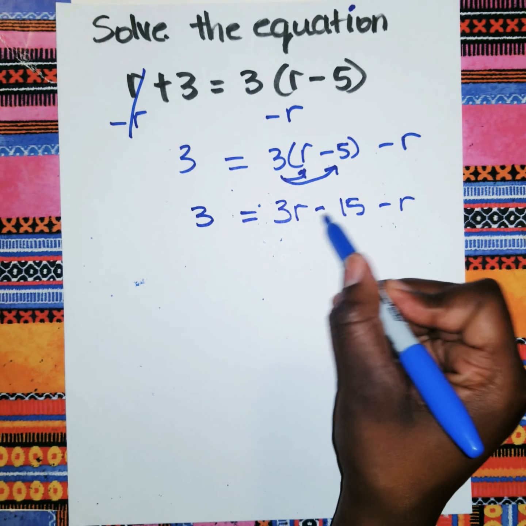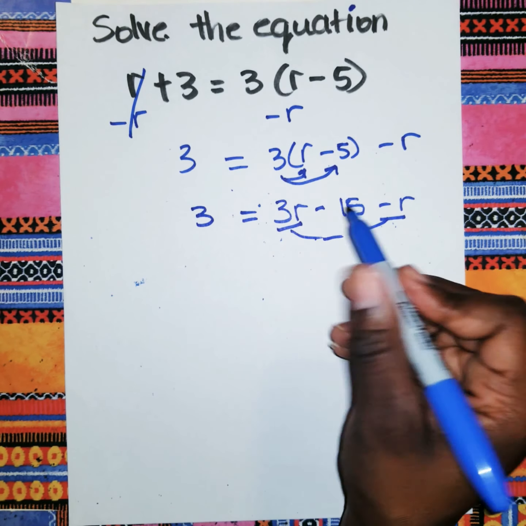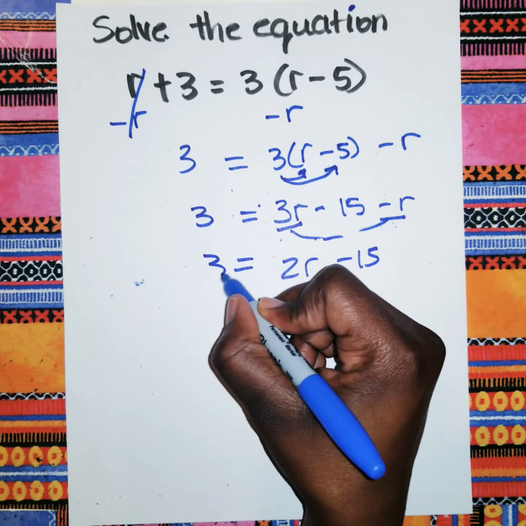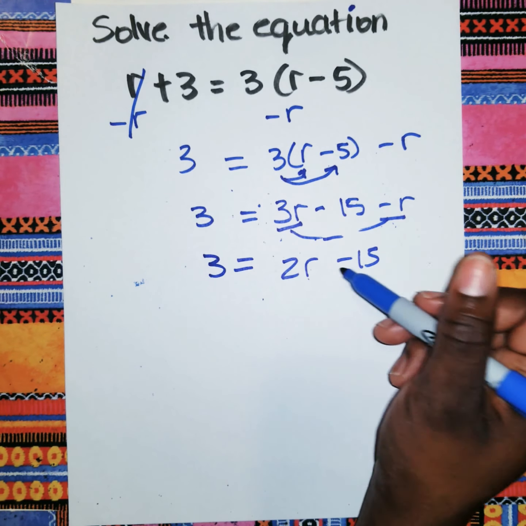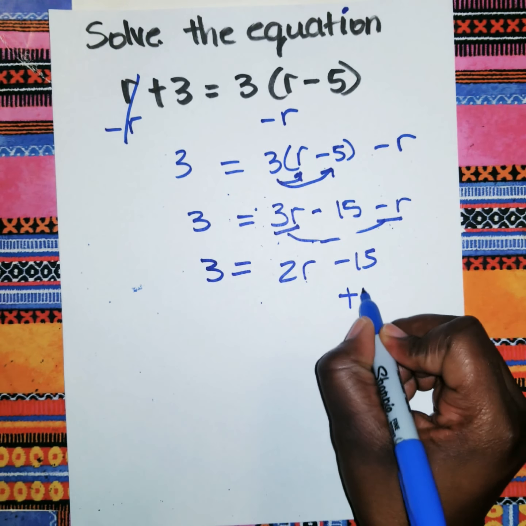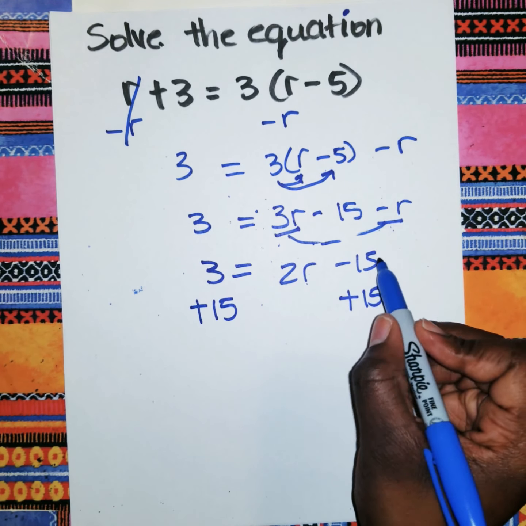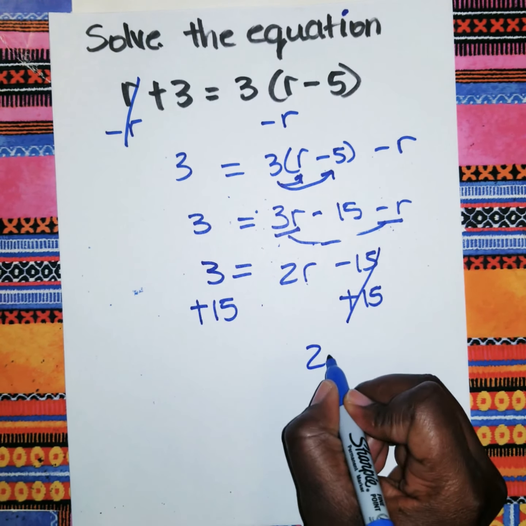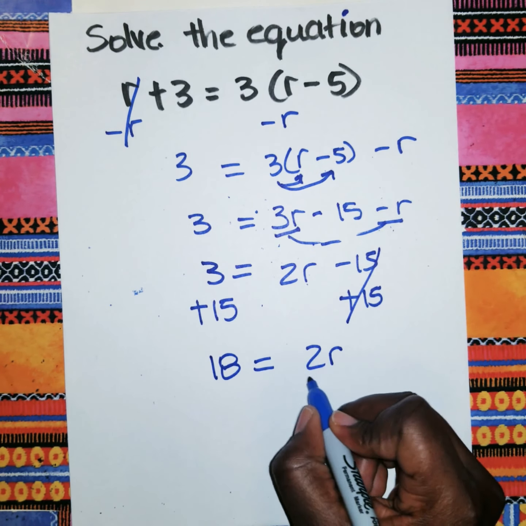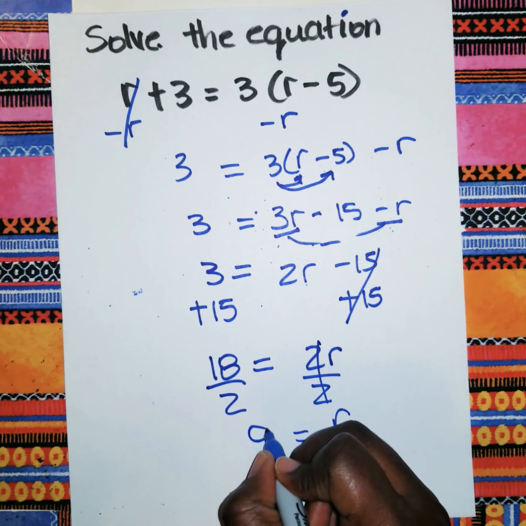So from here, guys, we group like terms. So you're going to group this 3r with the negative r over here. And that will give you 2r minus 15 is equal to 3. From here, we need to find the value of r. So our goal is to eliminate this negative 15. So we have to add 15 to both sides to do the additive inverse of the number we're seeing. So that cancels. So 2r is equal to 18. From here, we divide by 2 on both sides. That cancels. So r is equal to 9.